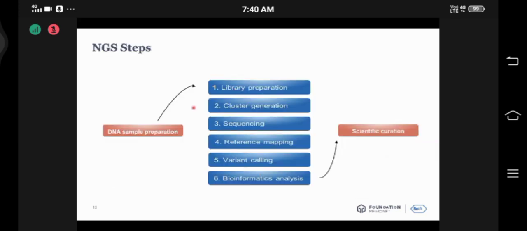So again, if we remember the different steps of NGS, this could be a large question in our exams also. DNA sample preparation is the first step, and this leads to an adequate library, with QC. The quality control is added at this level. Library preparation, cluster generation, sequencing, reference mapping, variant calling, and bioinformatics analysis. So these are the important steps in next generation sequencing. And once the bioinformatics is done, that's when the report is released to the clinician.